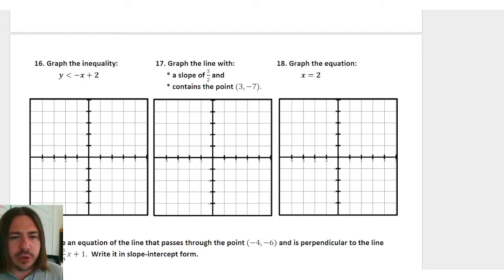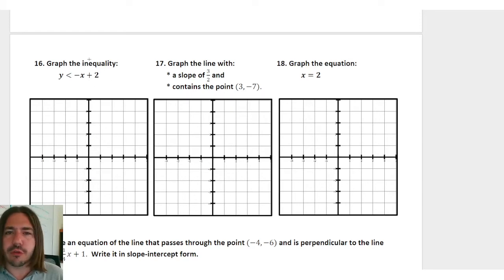Number 16, we are graphing the inequality. So there's a couple things to note here before we really jump into it. It says strictly less than, so we're going to use open dots, and we're going to use a dotted or a dashed line to indicate that we don't want to include the points on the line in our solution set. And since it's less than, we're going to shade down.